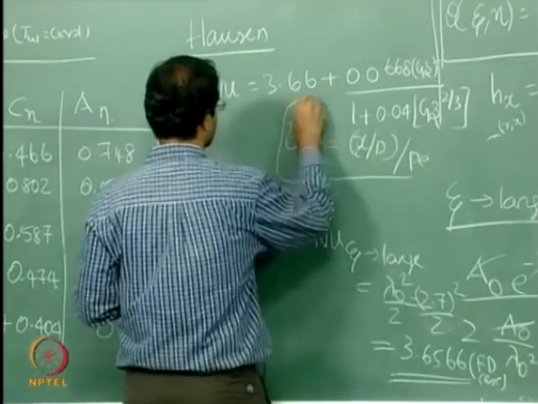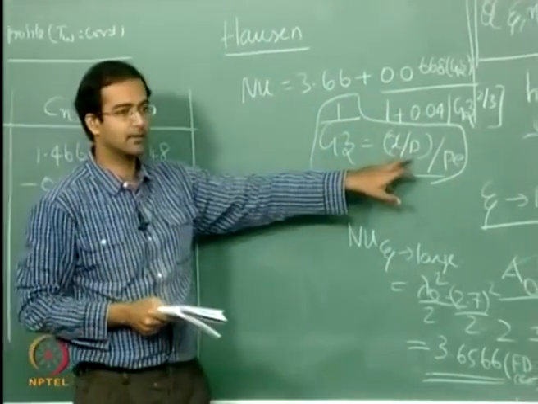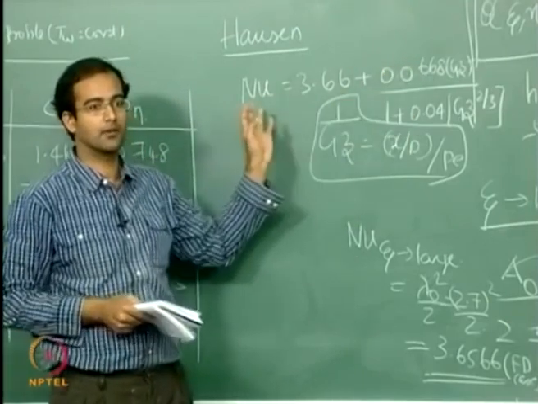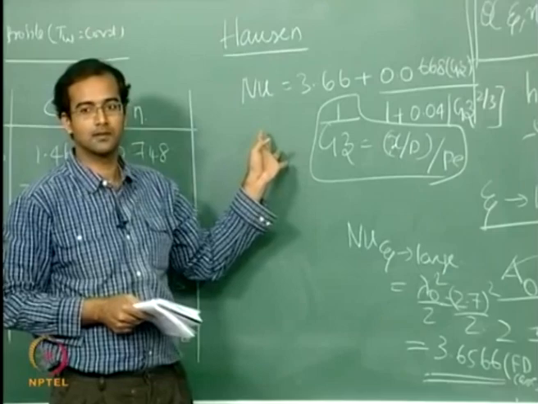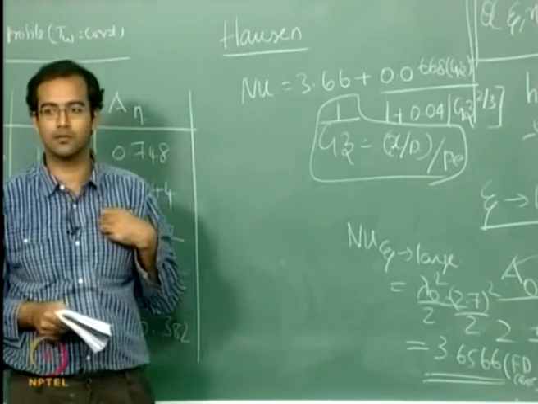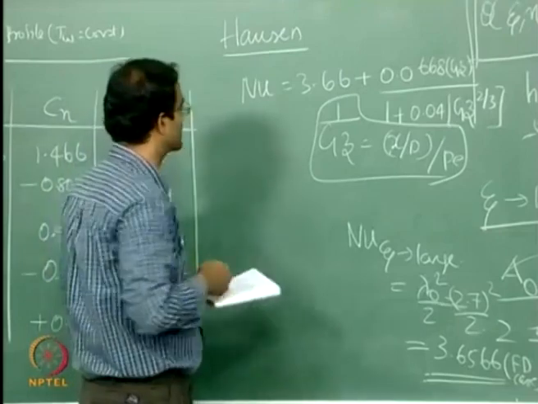So this is a very simple correlation. You just substitute the non-dimensional axial location as a Graetz number into this expression and you directly get your local Nusselt number. You do not have to find eigenvalues and corresponding constants for n equal to 0, 1, 2, 3. This is an empirical correlation which fits very well with the exact solution.